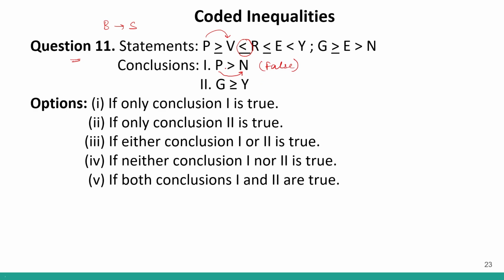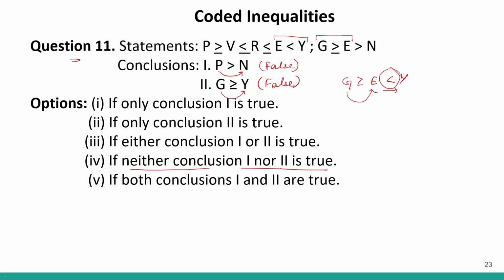Coming to the second conclusion, G is greater than or equal to Y. So we have to move from G to Y. Correct? If I look over here, I can see that G and E have a relation and E and Y have a relation. It is given to us that G is greater than or equal to E and E is less than Y. So again, if I have to move from bigger door to smaller door, I can move towards E, but I cannot go forward. Why? Because the symbol has changed. There is a smaller door, not a bigger door. So this is also false. So my answer will be that neither conclusion 1 nor conclusion 2 is true. Option number 4. Clear?